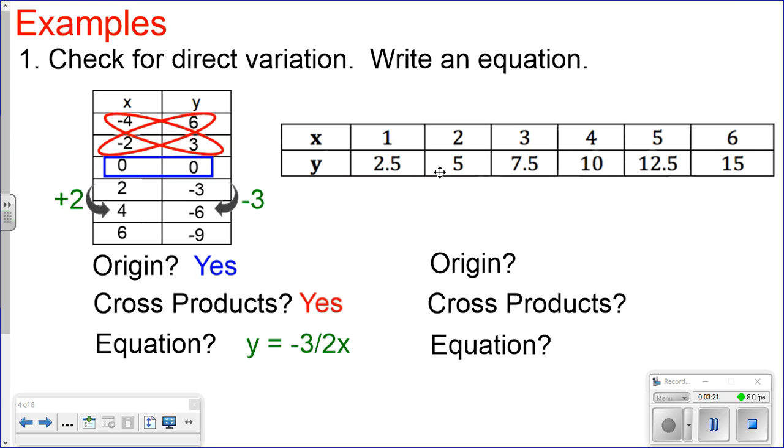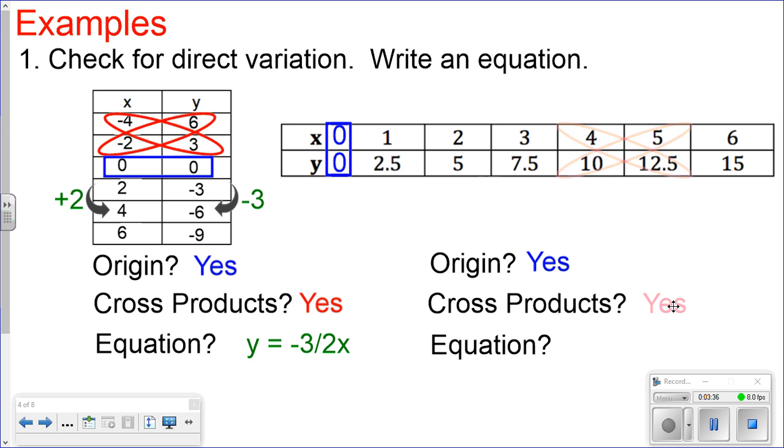The second table, is it going through the origin? Well, it looks like it's going up by 2.5 here. So if I go backwards 2.5, that would get me to 0. And the x is going up by 1. So if I subtract 1, yes, it's going to have a 0, 0 point.